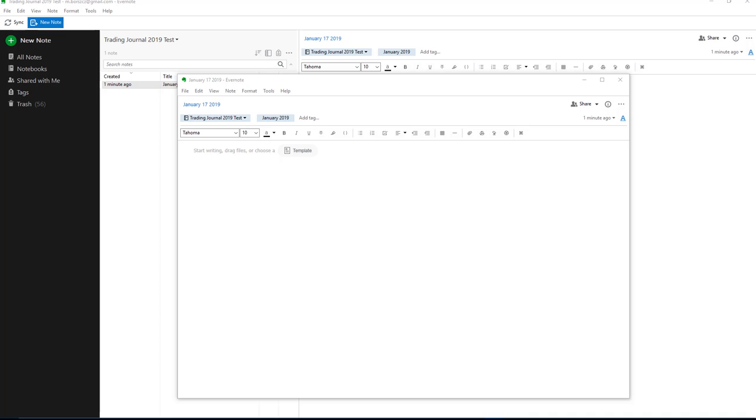So on the 17th, I personally took 3 trades, one in the ES 500 futures and 2 trades in the crude oil futures. So let's jump onto my Sierra Chart platform to grab the screenshots of those trades and I'll show you how I build out my journal for the day.